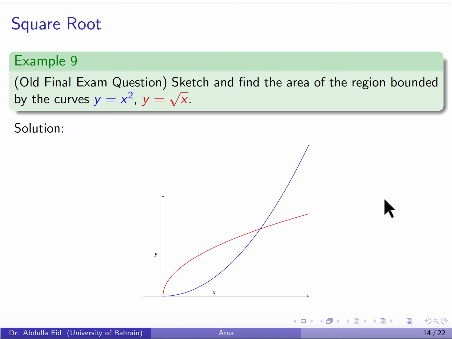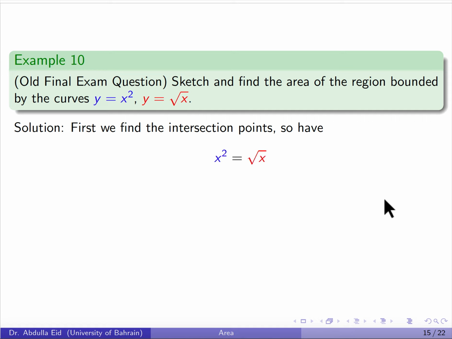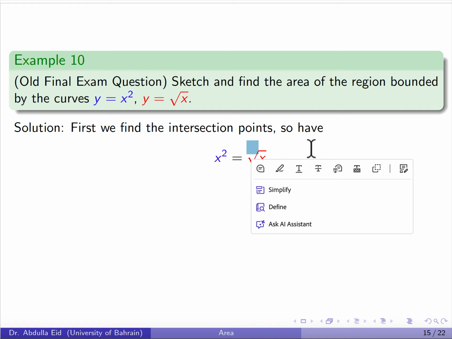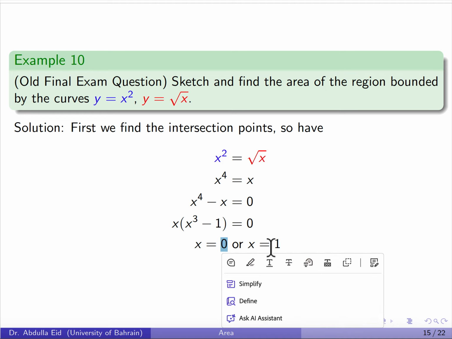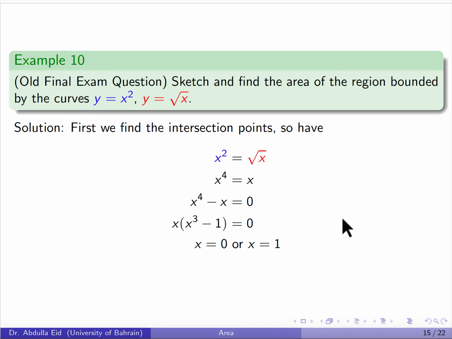How do we find those 2 points? We find the intersection, so we make them equal to each other. And now, how do we get rid of the square root? I don't want to see the square root. I square everything. And then I move x to the other side, take it as common factor, and make each one equal to 0. I will get either x is 0 or x equal to 1.